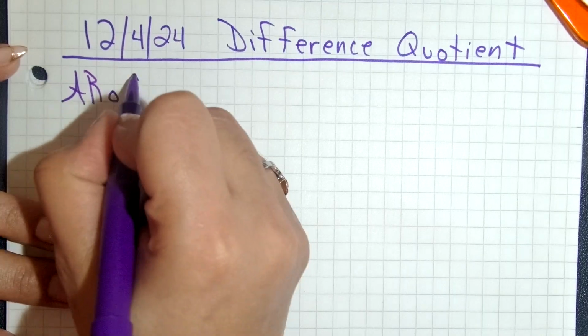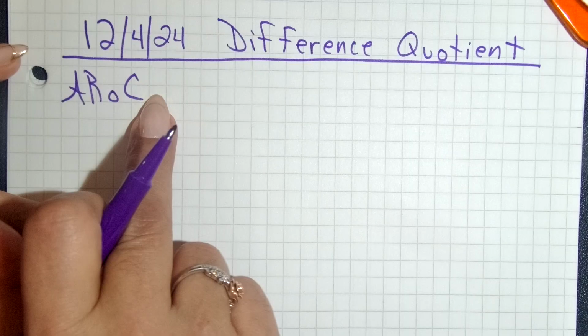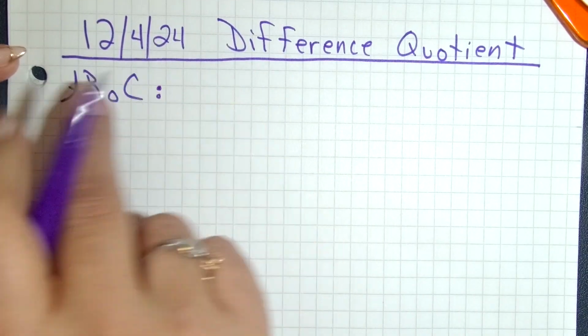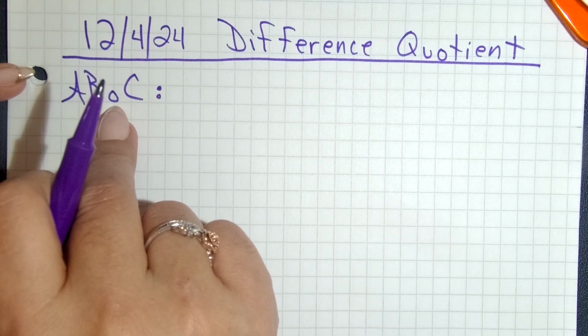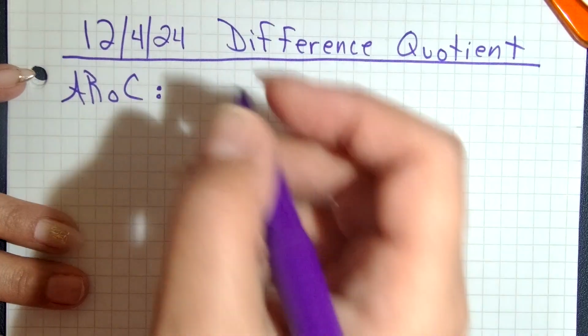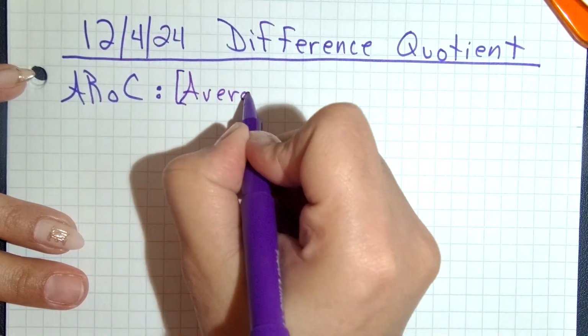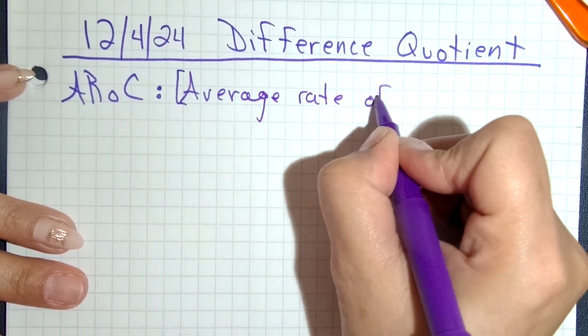Average rate of change. We were working with this in our word problems. We did this before break without word problems. Remember that average rate, do we remember that AROC is average rate of change? No? You want me to write it out? Yeah? Okay. That's okay. Average rate of change.